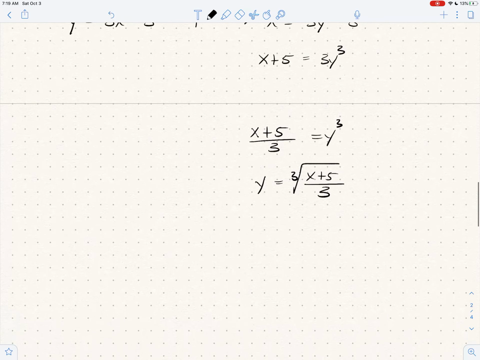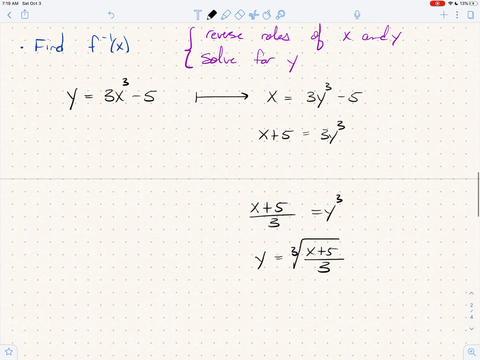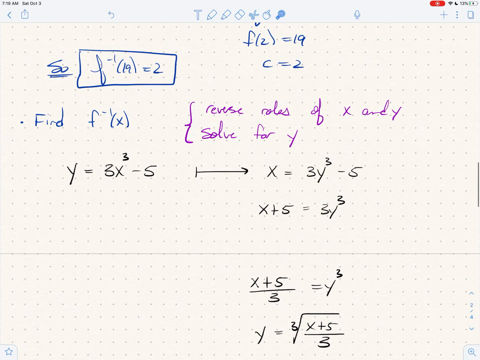So there it is. There's our inverse function. And of course, you can plug 19 into this, and you're going to get 24 over 3, which is 8. Cube root of 8 is 2. You can figure out f inverse of 19 just using your formula directly as well.